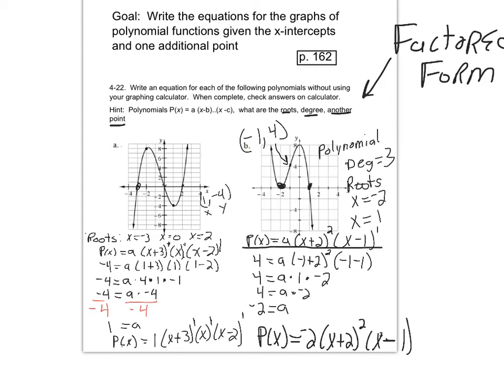Choosing a point on the graph, I've chosen the negative 1, 4. Plug a negative 1 in for x, plug 4 in for y, and then solve for a. A comes out to be a negative 2, and therefore your final equation is p of x equaling a negative 2 times x plus 2 squared times x minus 1.